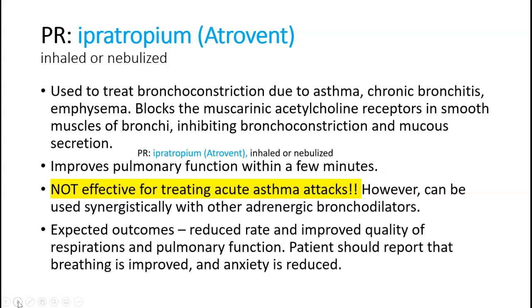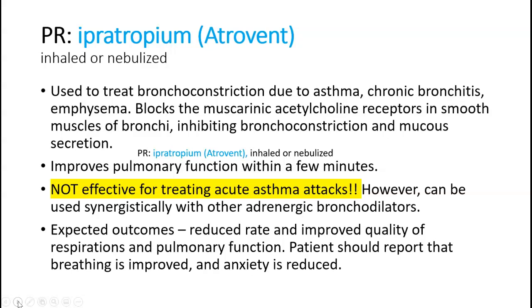You know, as an outpatient treatment, it can be used in the hospital if somebody's really having a bad time with asthma. But not good for acute asthma attacks. So again, I know that sounds really strange, but it can be used with other adrenergic bronchodilators. So you could actually put ipratropium and albuterol together in a nebulizer and give that. This just hits a different receptor, right, to cause that anticholinergic effect.